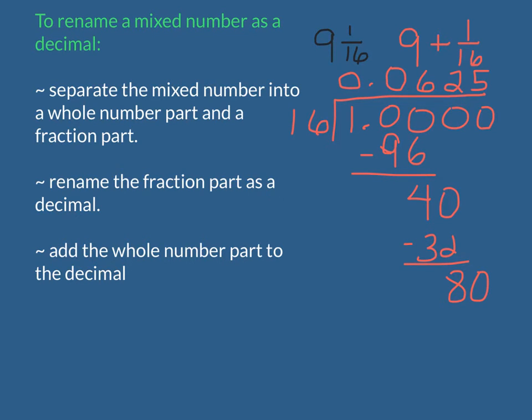So I have my fraction now turned into this decimal, 0.0625. So now I need to add that. We're going to remember it says then add the whole number part to the decimal. So here's my whole number part, and I need to add it to this. So that would be 9.0625.